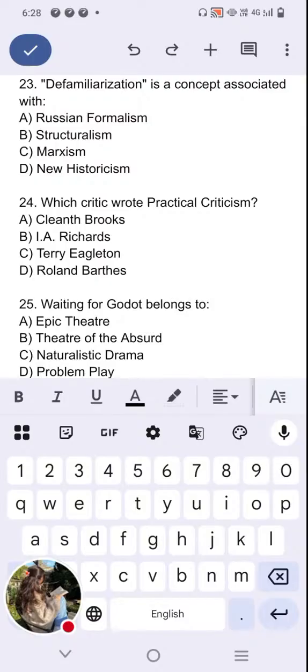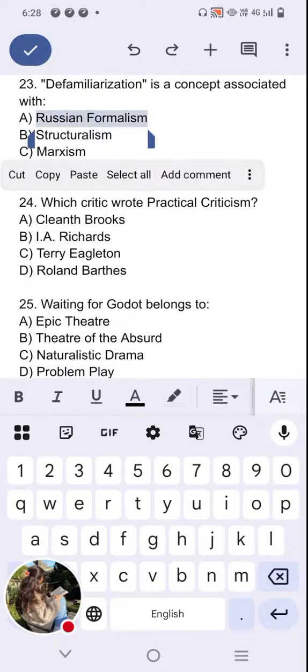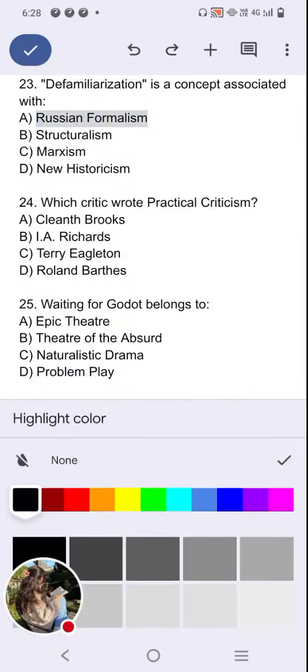And I'll give you one more hint. There are so many persons connected with this particular literary theory. The main person is Victor Shklovsky. That is more than enough hint, because the minute you hear the name Victor Shklovsky, the first and foremost answer that should come to your mind is option A, Russian formalism. Defamiliarization is associated with formalism.